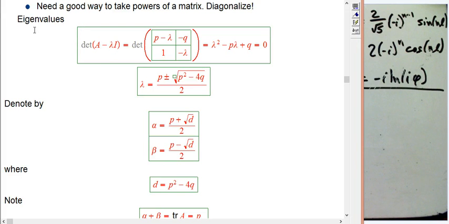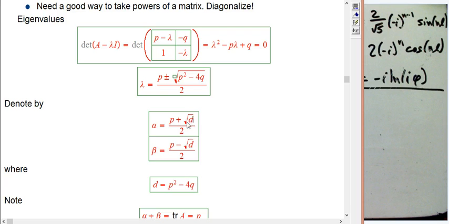So to find the eigenvalues, a very common way is to look at the characteristic polynomial. You take the determinant of A minus lambda I. There's a minus lambda I right there. The determinant of that, if you want to pause and calculate it, is just lambda squared minus p lambda plus q equals 0. Very nice simple quadratic. Here are the solutions: p plus or minus root p squared minus 4q, over 2. And I'm just going to have a notation for that. One of those eigenvalues, with the plus, I'm going to call alpha, and the other eigenvalue I'm going to call beta, that's the one with the minus.